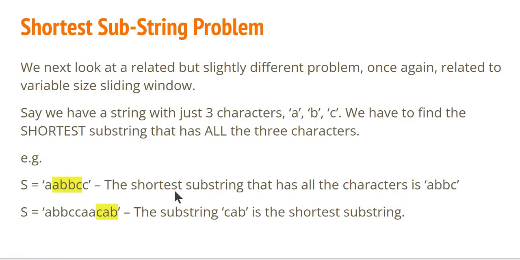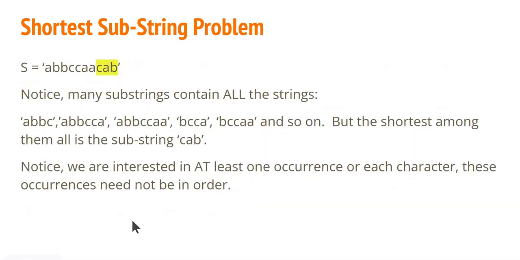Now, the shortest substring that has all the characters is A, B, B, C, because anything else if you take, it will not have one of the three characters, right? Likewise here, the shortest that we have, which has all the characters is C, A, B. We can see this more closely.